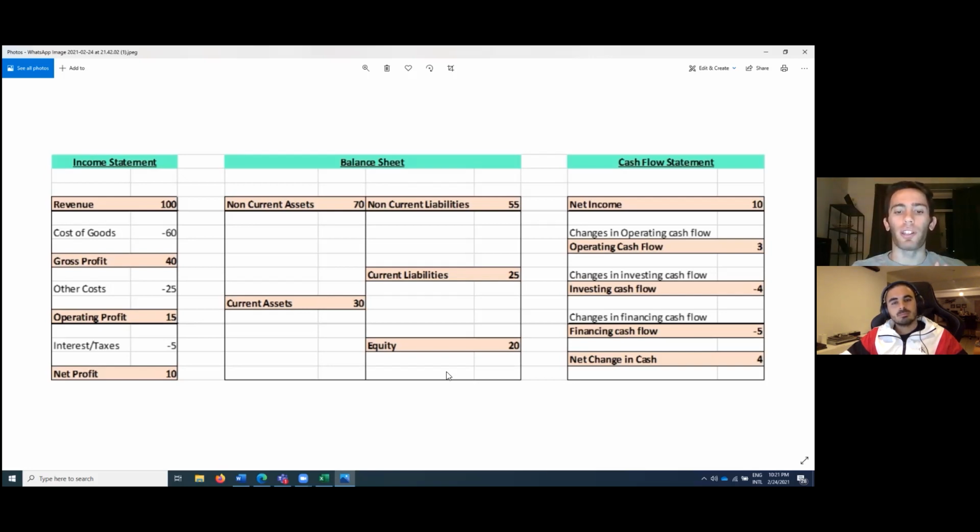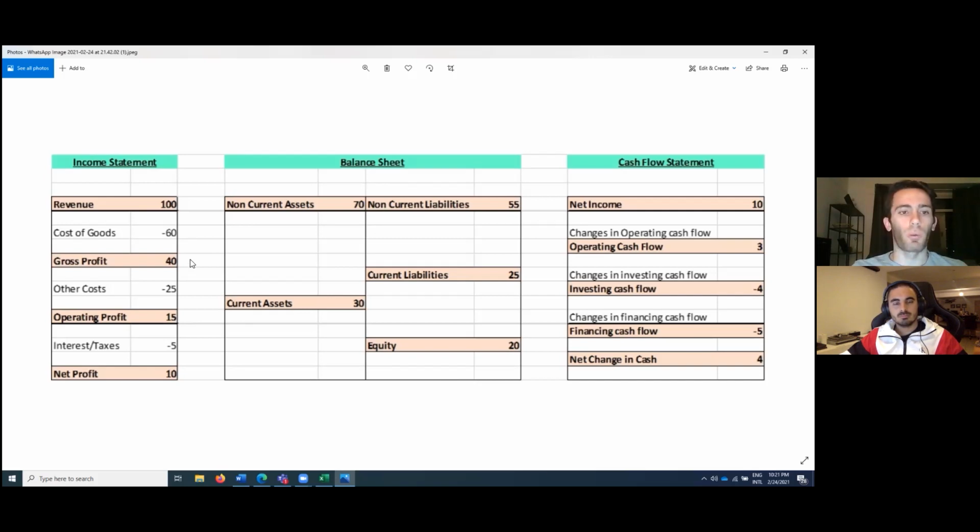Now, balance sheet is a snapshot of what the financial situation looks like at this point in time. So this is exactly what the company owns and owes. Now, how does this change over time? That's the income statement. The income statement will tell you everything you need to know about the change.